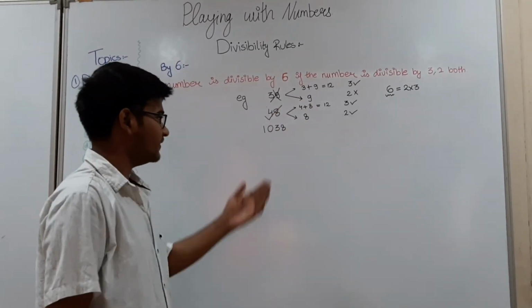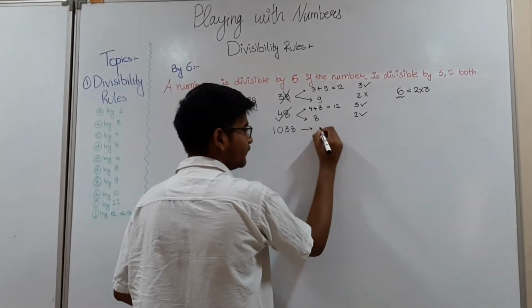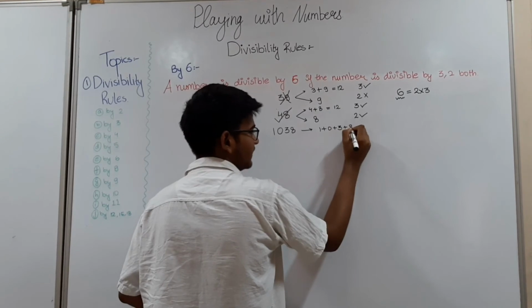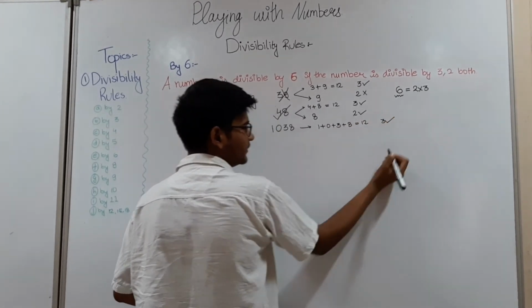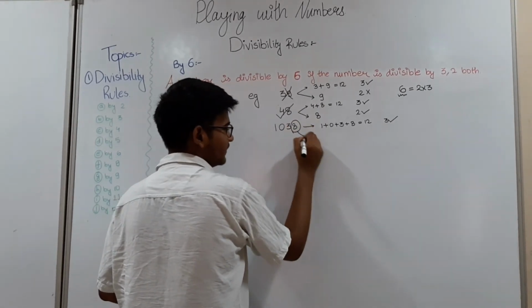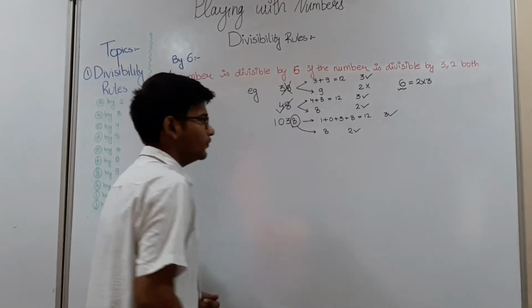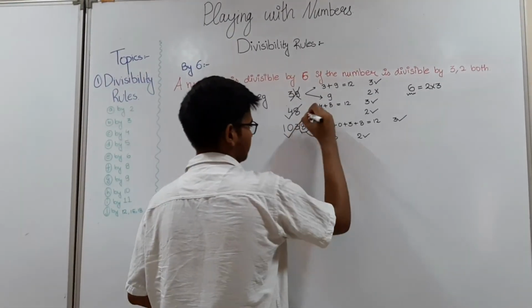Now let us take the example of 1038. Here the sum of digits is 1 plus 0 plus 3 plus 8, that is 12. Therefore it is divisible by 3. And the unit digit is 8, so it is divisible by 2. So the number 1038 is divisible by 6.